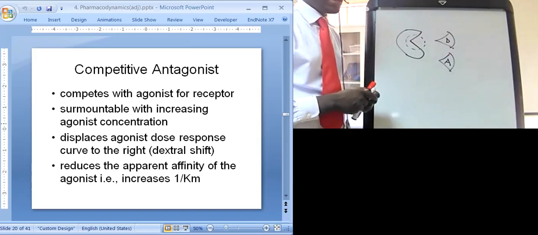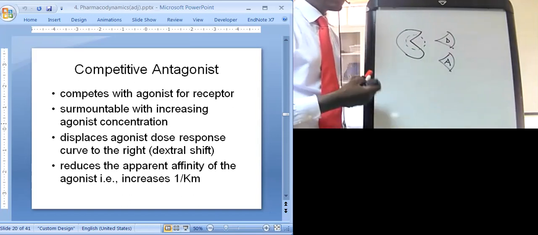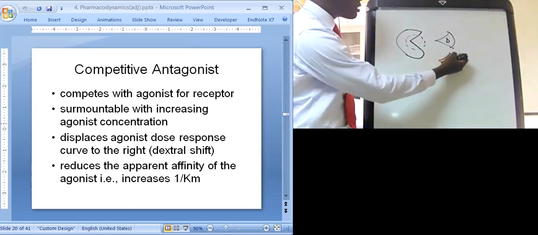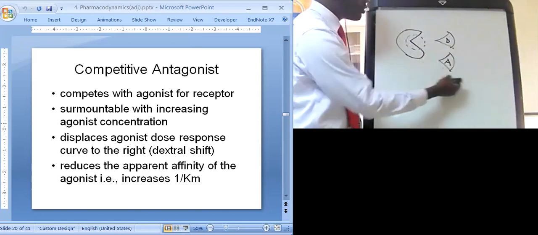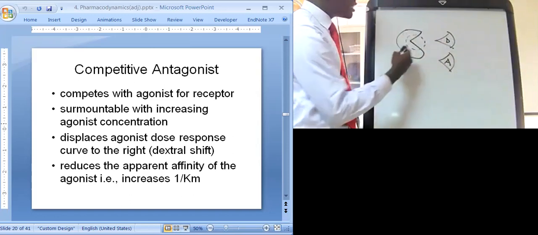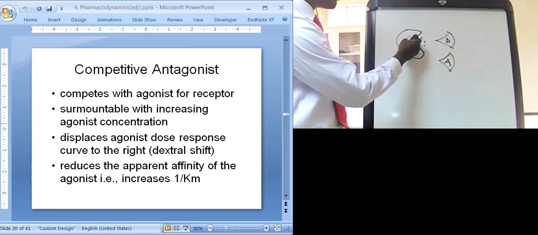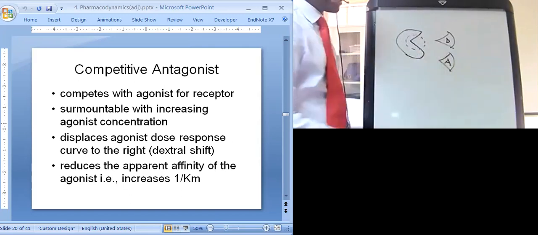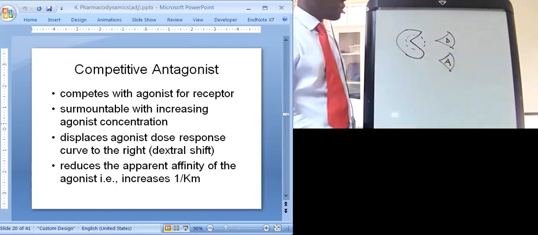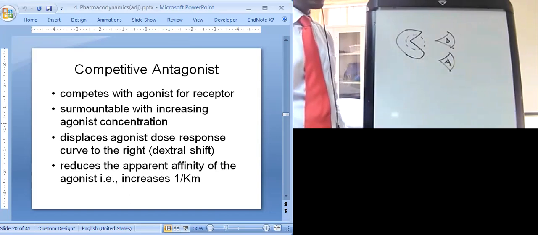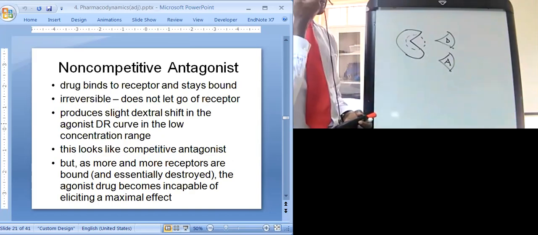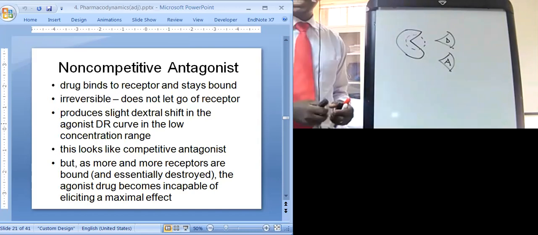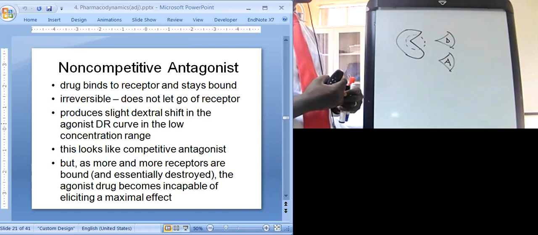And therefore it reduces the affinity when you increase the antagonist. The affinity of the receptor for the drug basically reduces, because you have a lot of the antagonist in place. So that is what we refer to as a competitive antagonist. On the other hand, a non-competitive one stays bound.